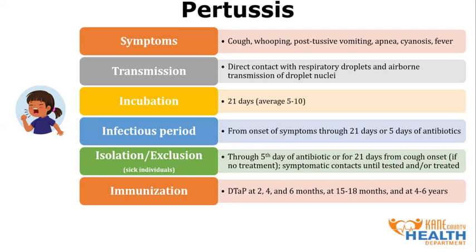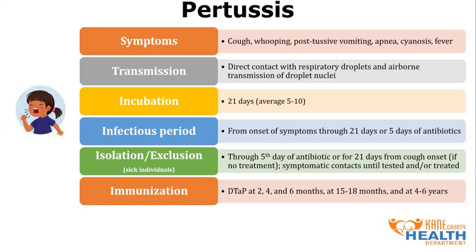A child is considered infectious from onset of symptoms through 21 days or until completing 5 days of antibiotics. This is why we isolate sick children through the 5th day of antibiotics, or for 21 days after cough onset if they didn't receive any treatment. If any contacts develop symptoms, they should be excluded until they are tested and/or treated.